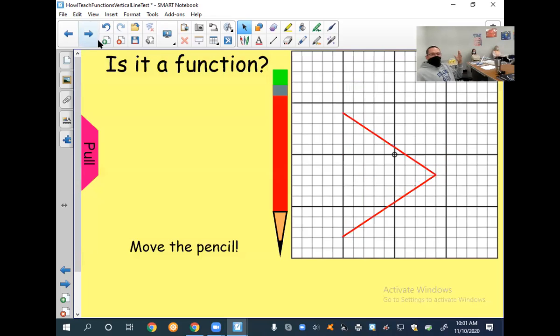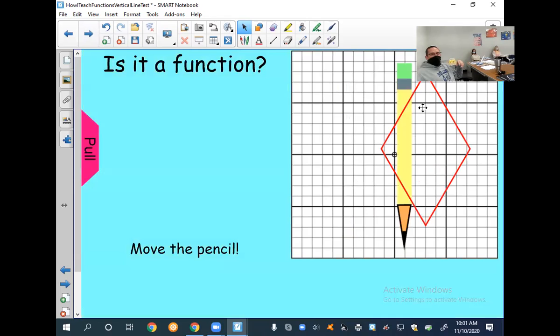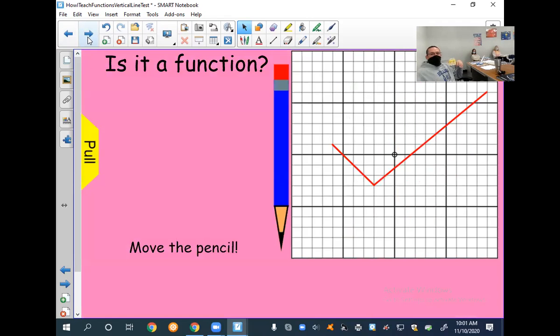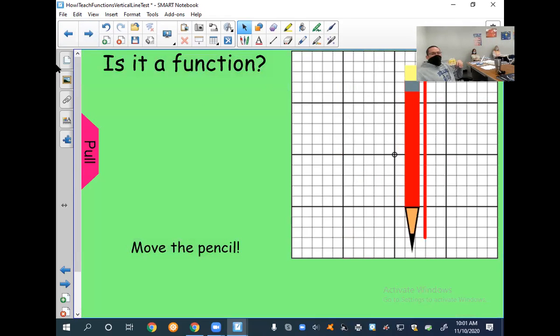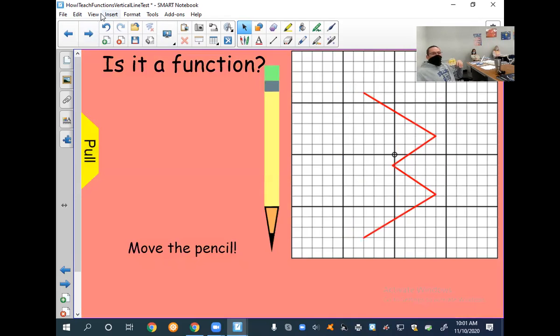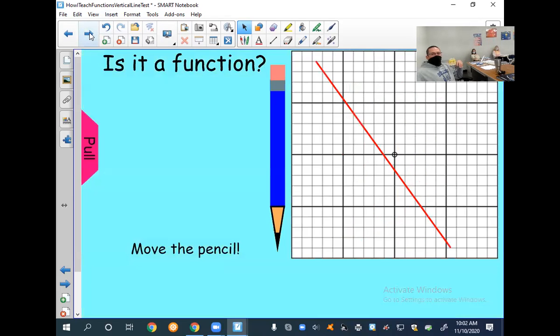Good. No. Not a function, so we don't care. It can't be one-to-one. It's not a function. Not a function. We don't care. Is a function. Is it one-to-one? Nope. Not a function. We don't care. Here's a function. Is it one-to-one also? Yes, because it can go sideways too.